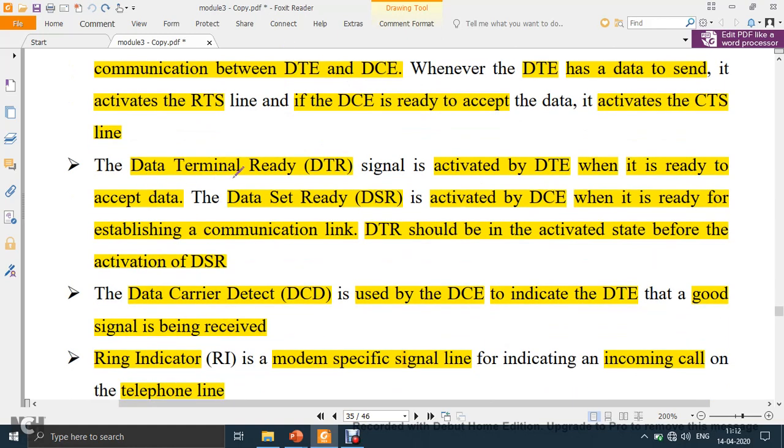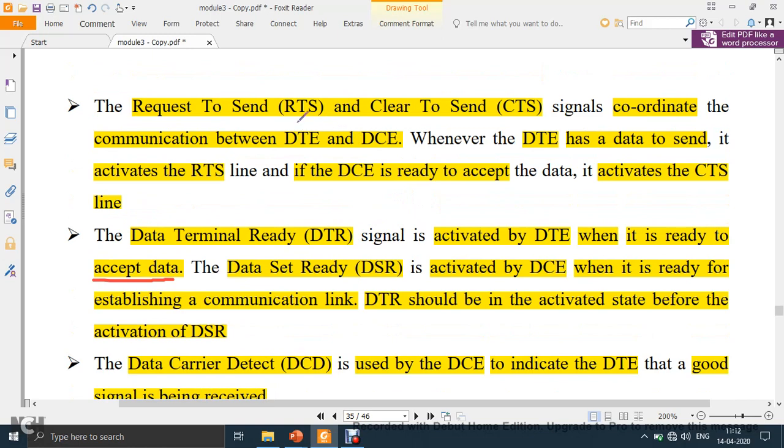Then data terminal ready, DTR, is activated by DT. DT is the one which initiates the communication, when it is ready to accept data. So the reverse is happening here. RTS was raised whenever DT was ready to send the data, but DTR, data terminal ready, is activated when DT is ready to accept the data. So it is reverse here.